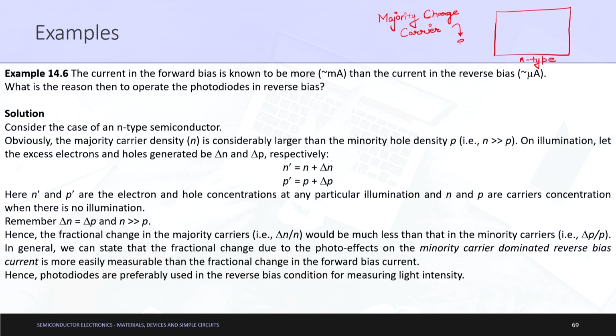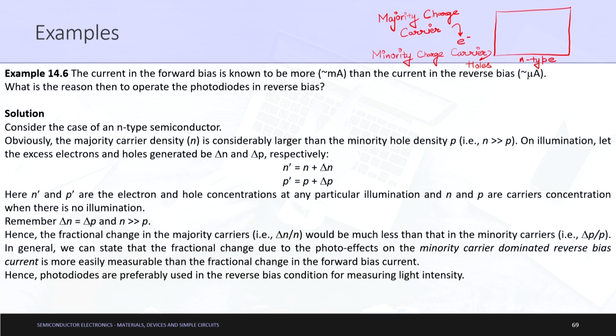So, majority charge carriers are electrons only. What is a minority charge carrier? These are holes. Okay, fine. So, now let us understand.